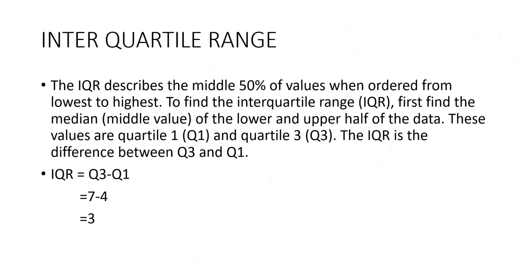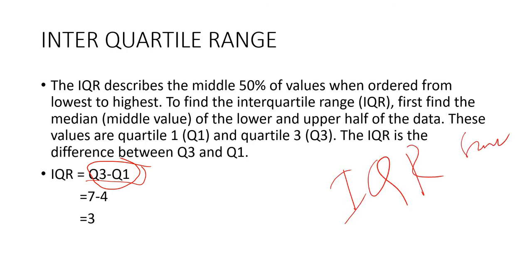In the quartile range, IQR describes the middle 50% values when ordered from lowest to highest. To find the interquartile range, you need to subtract Q1 from Q3. This is another important formula, and this is the definition of interquartile range. The IQR score, again, we will use in feature engineering to detect outliers. To detect outliers, another treatment we use is the IQR score. There is a separate video you can watch in the feature engineering playlist.